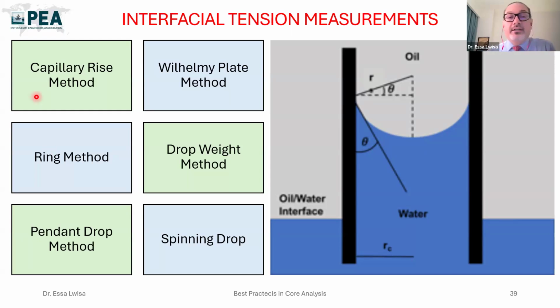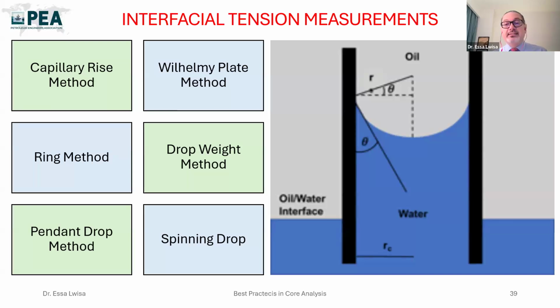The first one is the capillary rise method, as you can see here. Okay, or the Wilhelmy plate method, ring method, drop weight method, pendant drop method, and spinning drop. The most used methods are those two: pendant drop and spinning drop. For low values of interfacial tension, spinning drop is more accurate than pendant drop.